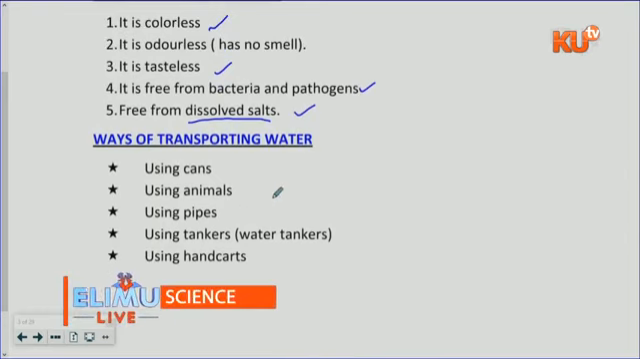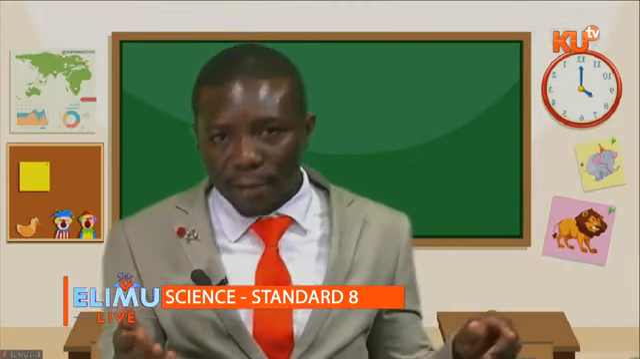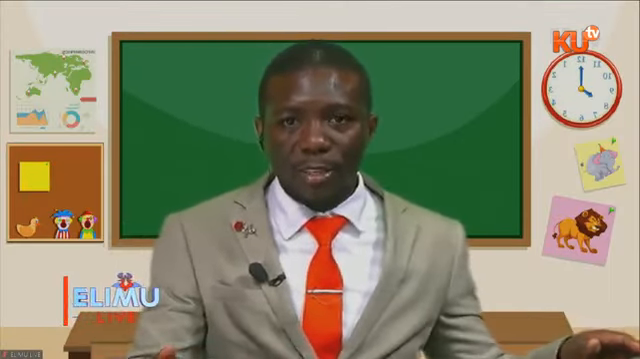In standard 3, we learned about ways of transporting water. You can transport water from one place to another. The first way you can transport water is by using cans. When I talk about cans, we have different types of cans. We have a jerry can. That one is the main one that we use.